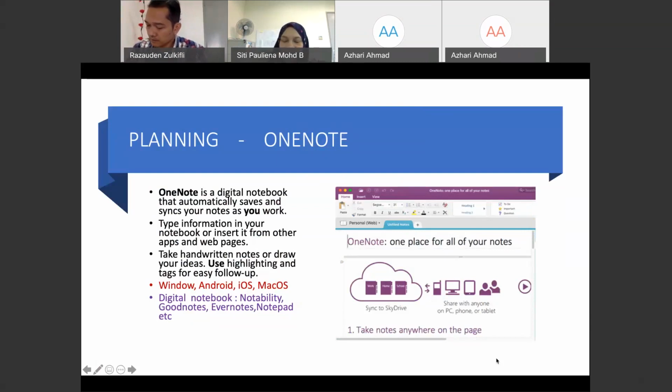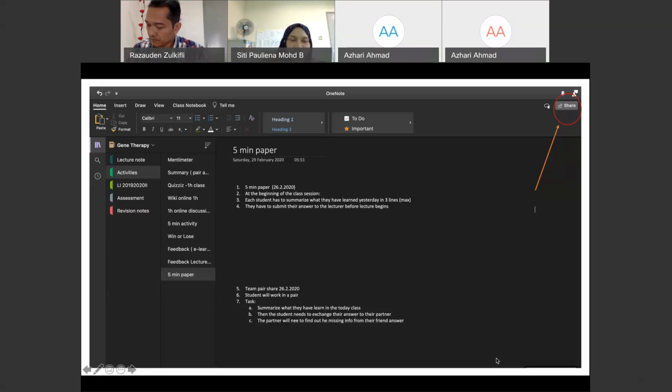Okay, ini contoh yang saya buat untuk subjek semester lepas, gene terapi. Dia ada dalam bentuk buku, kat situ tulis gene terapi. Lepas tu saya buat sub section. Satu sub saya buat lecture notes, satu lagi activities. Lepas tu LI. LI ni penting supaya kita tak tersasar daripada apa yang patut kita capai dengan pelajar. Lepas tu ada assessment dan revision notes.